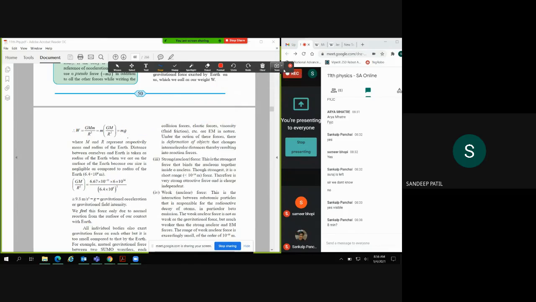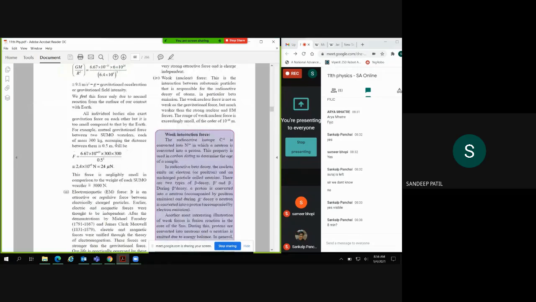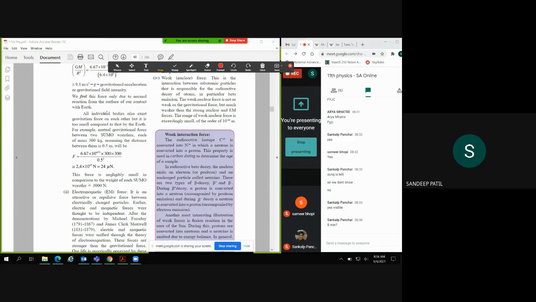Okay, so there is an attractive force between a body, like us, human persons, and the Earth, right? And that's what we have tried to quantify. So all individual bodies also exert gravitational force on each other. So whenever there are two persons, they also exert some forces, right? So there are two point masses. So suppose, for example, the mutual gravitational force between two sumo wrestlers. So we have seen sumo wrestlers.